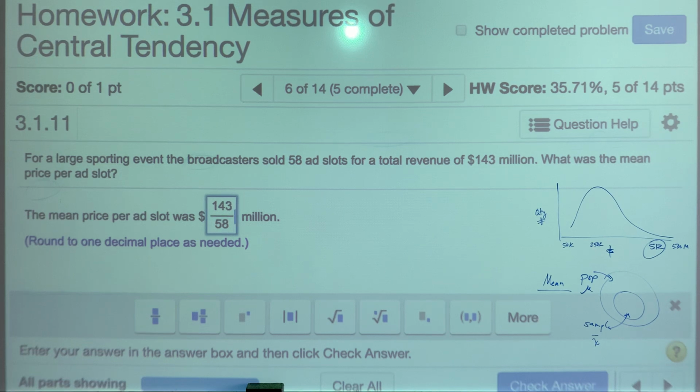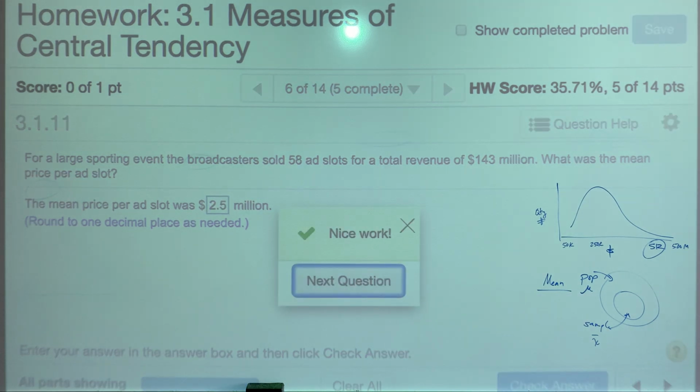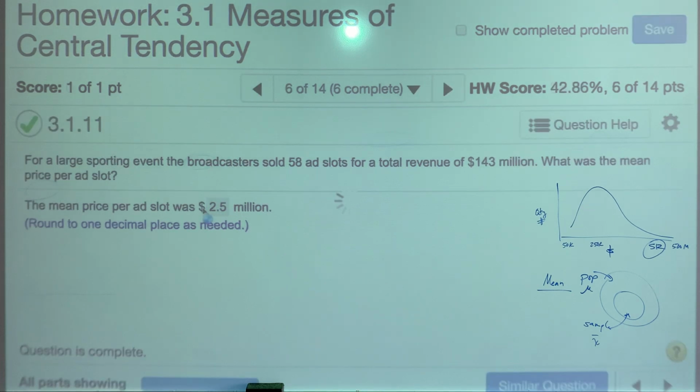Because they say round to 1 decimal place. Somebody tell me what that is? 2.465. Now we need to round to 1 decimal place, so that's going to be 2.5. Everybody see that? So the average price per slot: if all 58 slots cost 143 million, if I simply divide 143 million by 58, I'll easily find that each of those slots is an average of 2.5 million. Good? We all right? Ready to move on? Fantastic.